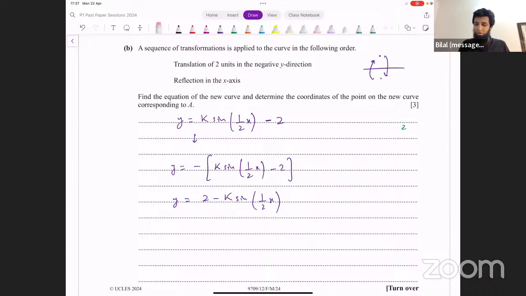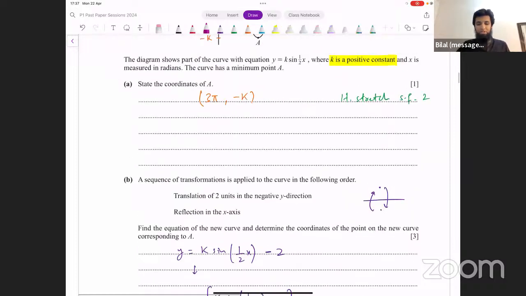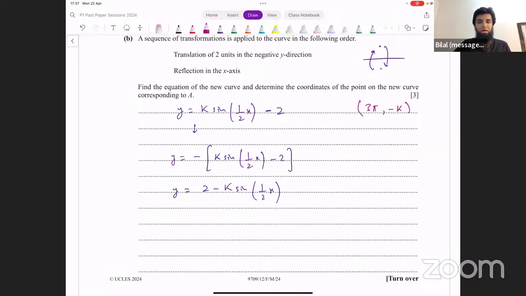All right, now determine the coordinates of the point on the new curve corresponding to A. So what was the point A earlier? The point A we figured out was 3 pi and minus k. Now, both of these transformations are vertical transformations. So nothing is going to happen to the x coordinate. The x coordinate remains the same. It remains 3 pi.